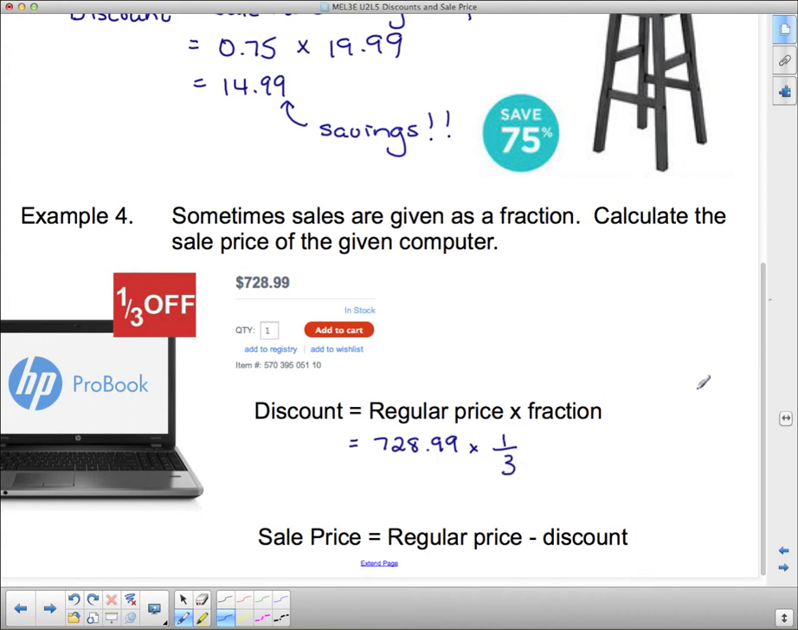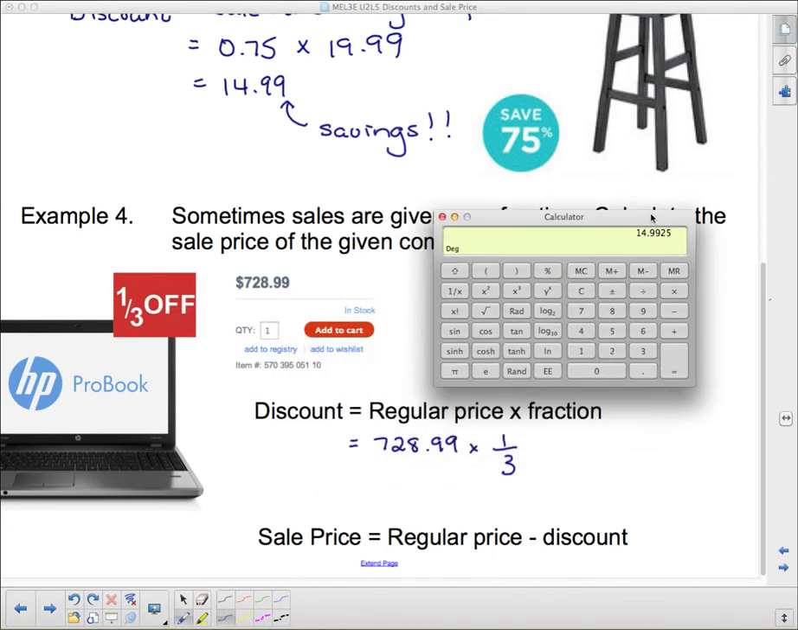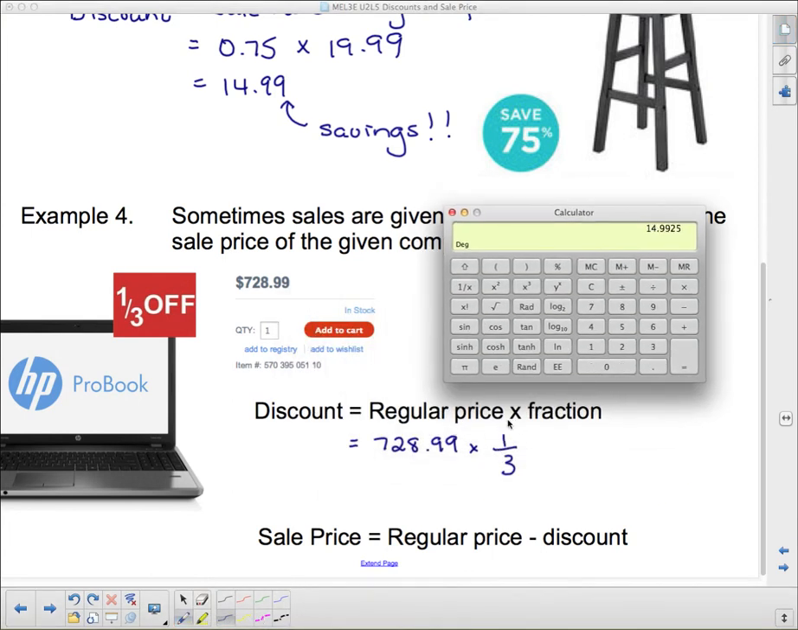Now, how are we going to type that into the calculator? We're going to take this, multiply it by 1, which actually doesn't change anything, and divide it by 3. So you always multiply by the numerator, then divide by the denominator. Although in this case, it doesn't really matter to multiply by the numerator because it's just 1. So all we're really doing is dividing by 3. But if there was something other than 1 in the numerator, if this said it was 2/3 off, you would have to multiply by the numerator and then divide by the denominator. So $728.99 divided by 3 is all we really have to do for this question.